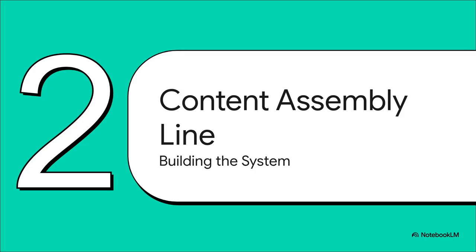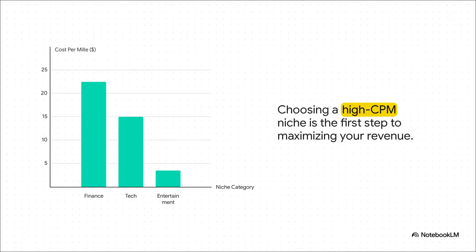So how do we make this happen? We've got to build that system, what I like to call the content assembly line. This is where the real work of the producer comes in, and believe me, it's way more systematic than you probably think. Step 1 on our assembly line, choosing your niche.